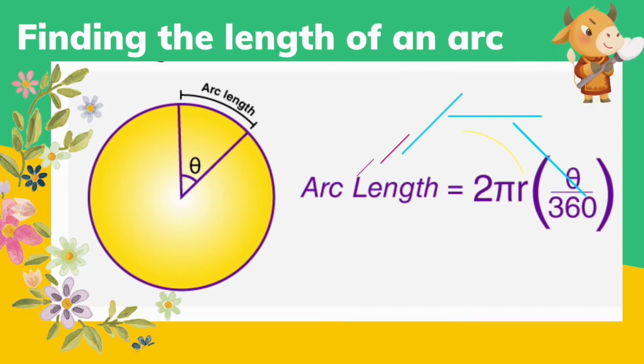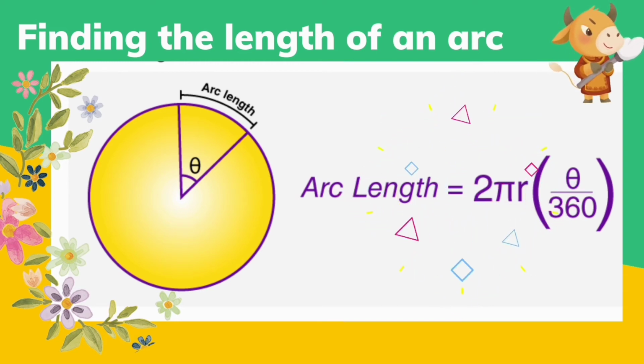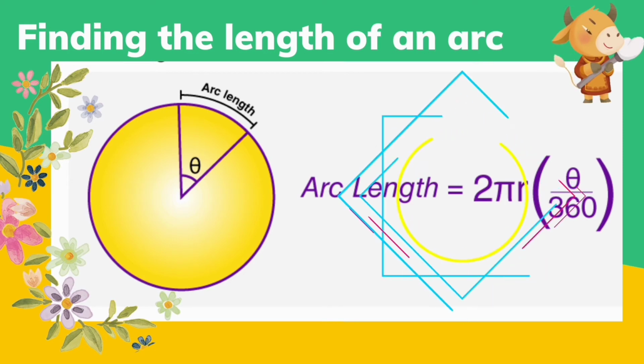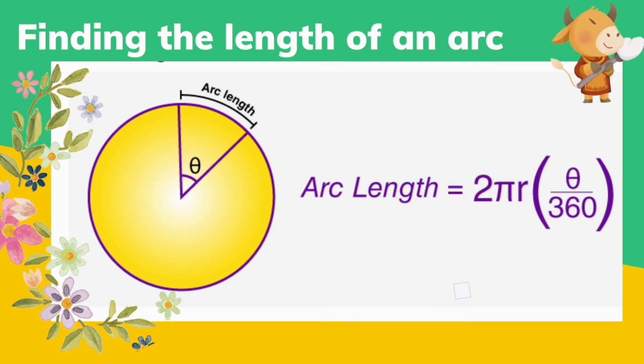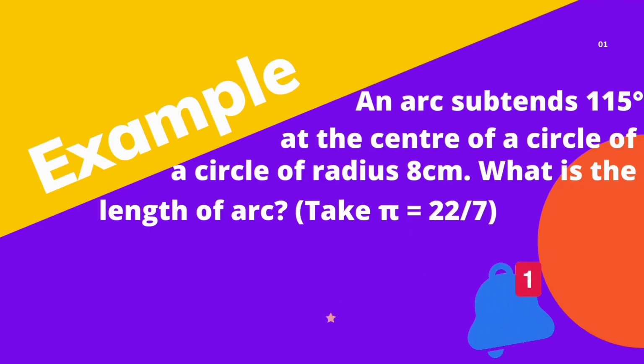How do you find the length of an arc? The length of an arc is equal to theta over 360 times 2 pi r. And so this is the formula you use to find the length of an arc. Let's take a look at an example. An arc subtends 115 degrees at the center of a circle of radius 8 centimeters. What is the length of this arc?